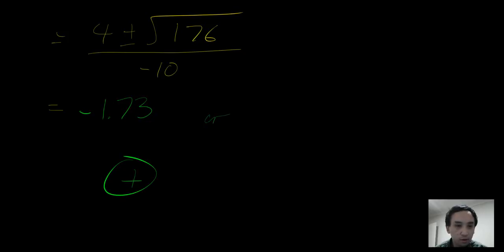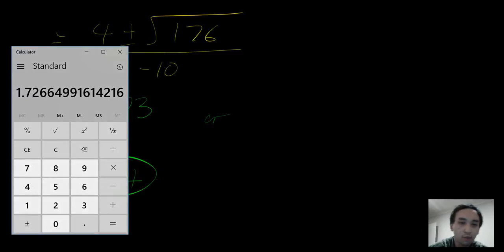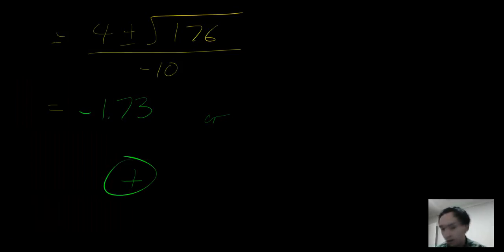Or, what else can we have? What if we're subtracting the square root of 176? What would happen then? So in this case over here, we're going to have 4 minus the square root of 176. So 4 minus 176 square rooted. Is that right? Yep, so negative 9.3 divided by 10 gives us about negative 0.93.